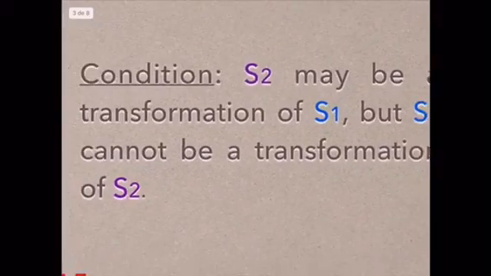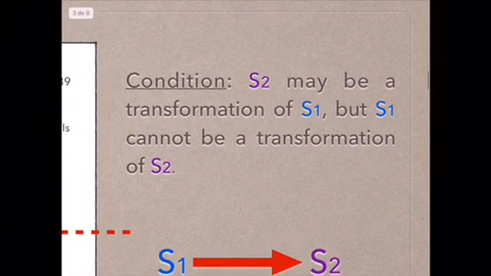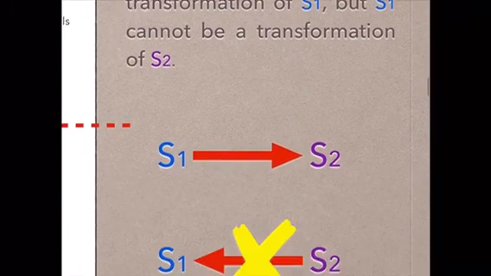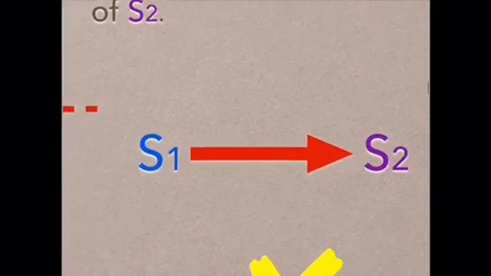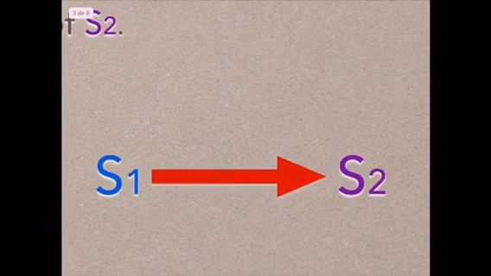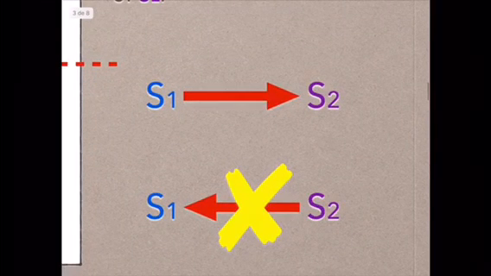And what is that condition? S2 may be a transformation of S1, but S1 may not be a transformation of S2. So this scheme would explain this to you easily. S1 may give birth to, or may have as a consequence, S2, but S2 may not have as a consequence S1.